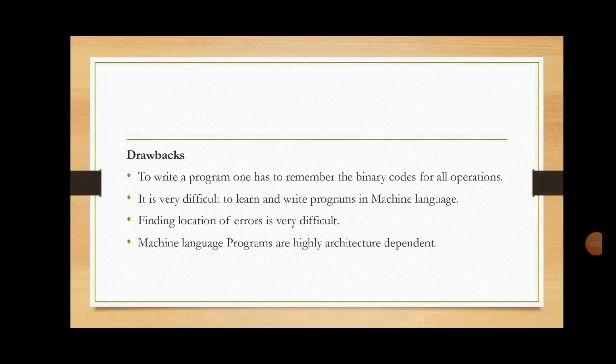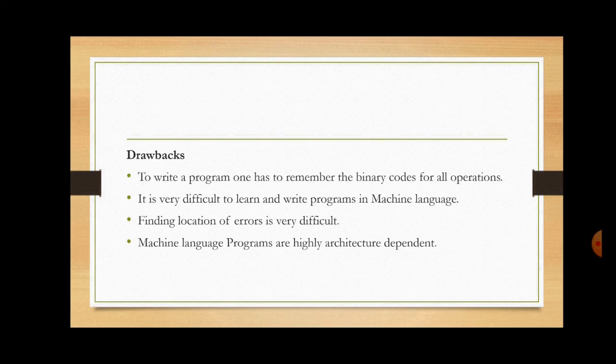The major drawbacks of machine-level language programs are as follows. In order to write a program, one has to remember the binary equivalent of all the operations, which is a very tedious task. Hence, it is very difficult to learn and write programs in machine-level language. Not only that, if we make any mistake while writing a program, finding the location of the error is very difficult. Finally, machine-level language programs are highly architecture dependent, which means a program written on one machine cannot be executed on a machine with a different architecture.